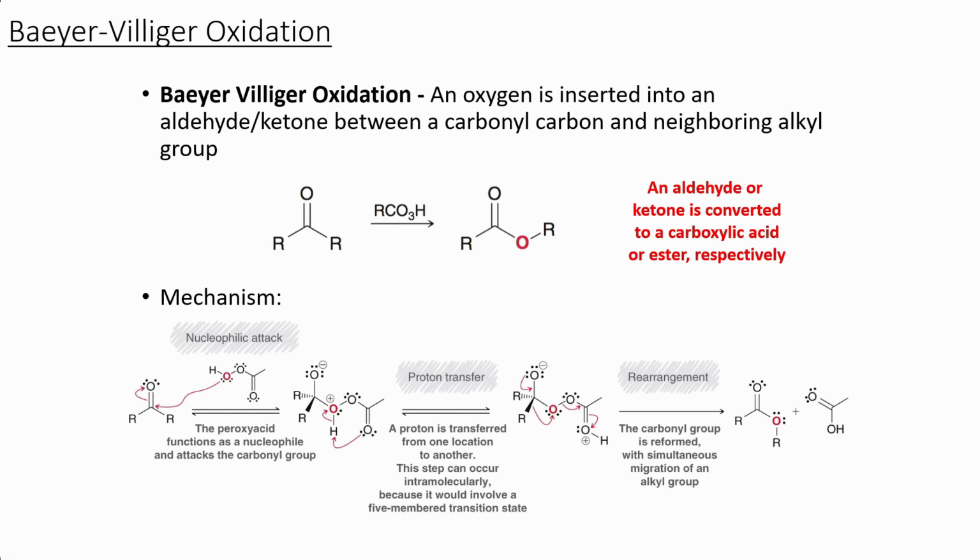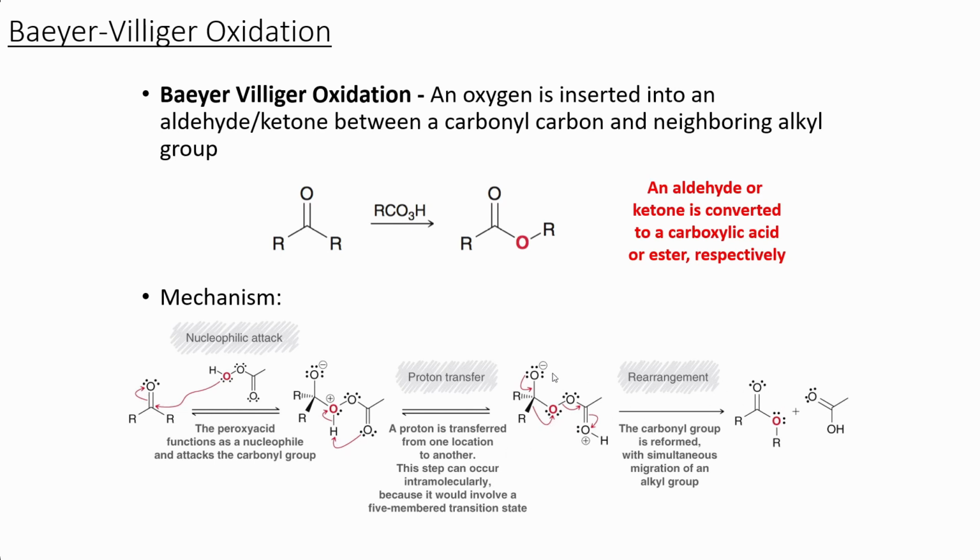The final reaction that we will look at today is the Baeyer-Villiger oxidation. In this reaction, we're going to insert an oxygen next to the carbonyl carbon in a ketone or aldehyde. The mechanism for this reaction begins with the peroxide attacking the carbonyl carbon. So the oxygen in the peroxide acts as our nucleophile, attacks the carbonyl group, which pops open the carbonyl. And then we have a proton transfer occur to form a neutral species here.